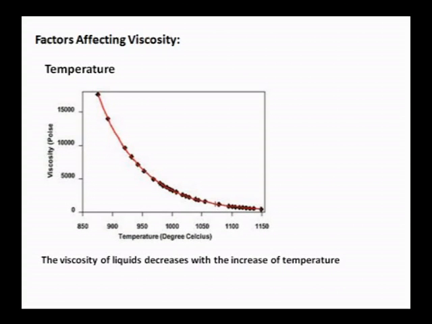Next, let us see the factors affecting viscosity. The first factor which affects the viscosity is temperature. When the temperature of a liquid increases, the viscosity of the liquid decreases. The graph shows that if we plot viscosity versus temperature, as the temperature increases, the viscosity goes on decreasing.